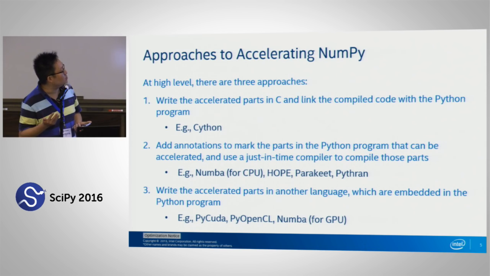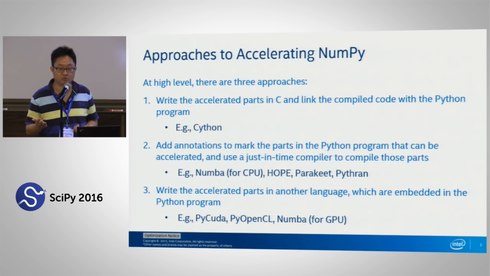The second approach is you can add some annotations to mark the parts in the Python program that you want to accelerate, and then use a just-in-time compiler to compile those parts. I think good examples of this are Numba for the CPU part, and Hope, which is a presentation that was made earlier today, and PowerKit and PyFriend. The third approach is you can write the accelerated parts in another language, which is embedded in the Python program. I classify PyCUDA, PyOpenCL, and even Numba for GPU as this approach.